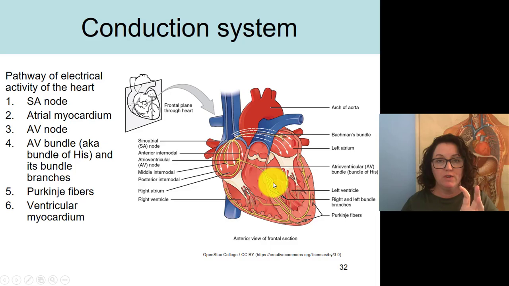The bundle of His, or AV bundle, splits into smaller fibers that further propagate the action potential, and these are referred to as Purkinje fibers. And the Purkinje fibers have the job of basically spreading the action potential all along the walls of the ventricle. So at this point, the electrical activity went from the AV node to the AV bundle and then to the Purkinje fibers. Now the electrical activity is in the ventricular myocardium, and that's what will cause the ventricular myocardium to contract.